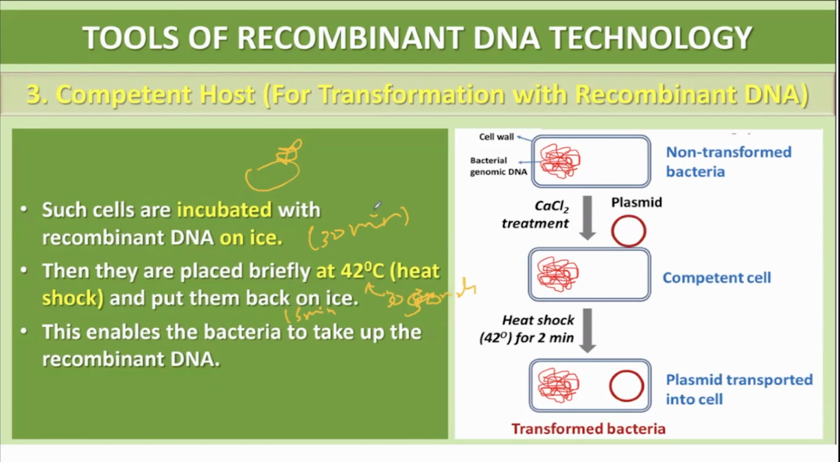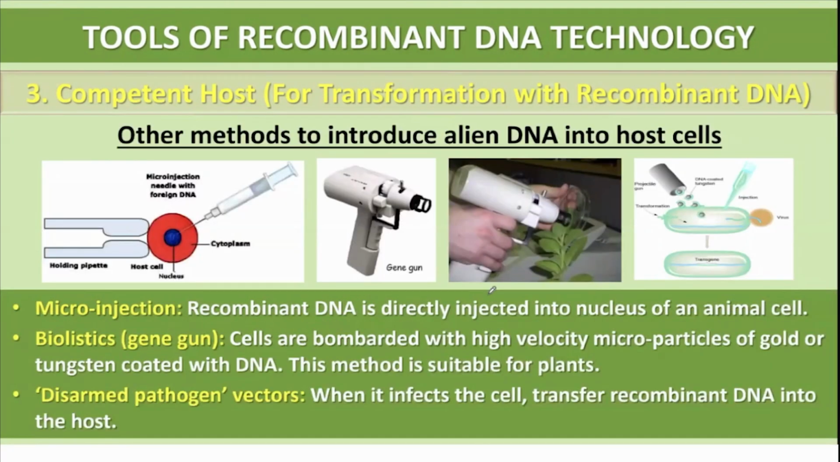Then we treat it with calcium chloride, and therefore it gains competency. After competency gaining, we put the DNA in and incubate on ice for 30 minutes. For that, the DNA sticks on the walls, and then we give them a brief heat shock at 40 degrees for 30 seconds, and the DNA goes in because the pores are open. Once we keep it on ice, the pores close, and the bacteria is transformed. So this was the whole method of DNA transformation.